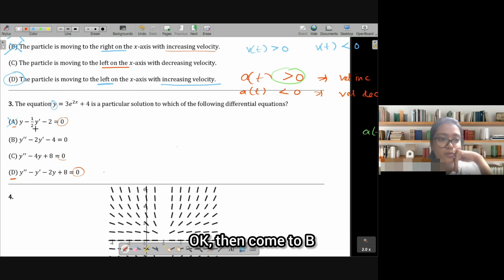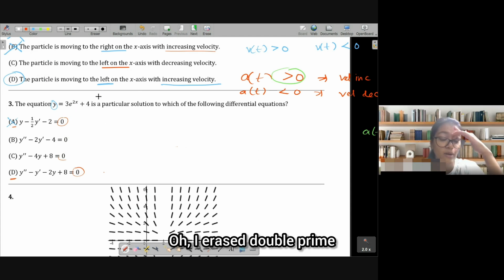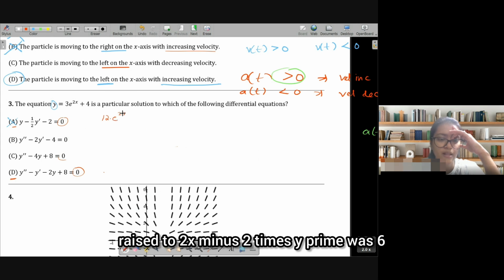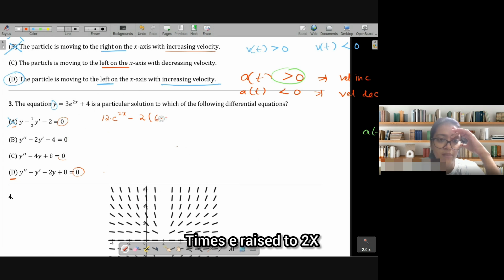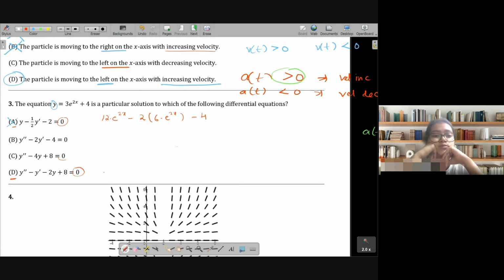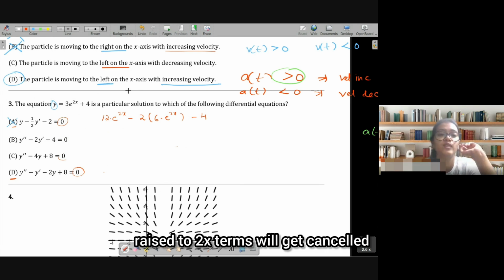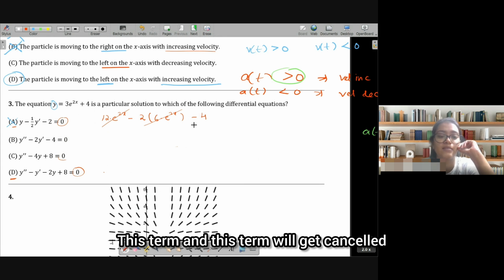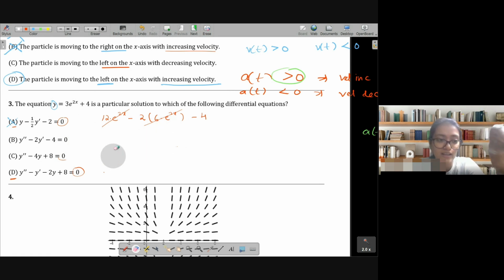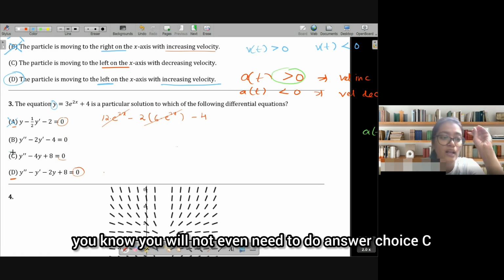Okay, then come to B. Oh, I erased double prime. Never mind. Y double prime was 12 times e raised to 2x, minus 2 times y prime, which was 6 times e raised to 2x, minus 4. So in this case also we will not get 0. E raised to 2x terms will get cancelled, this term and this term will get cancelled, but we'll have this minus 4. We'll not get 0. Got it. And by this step, you will not even need to do answer choice C.